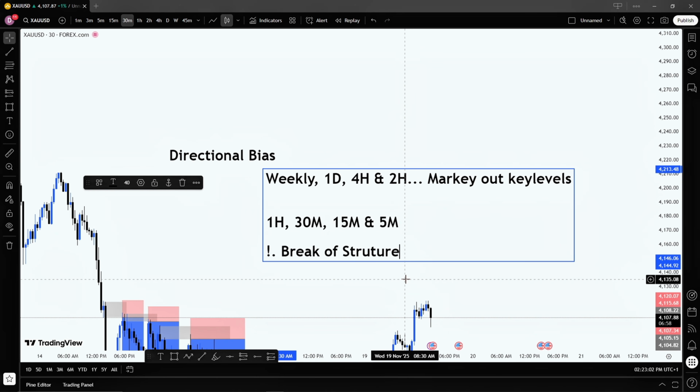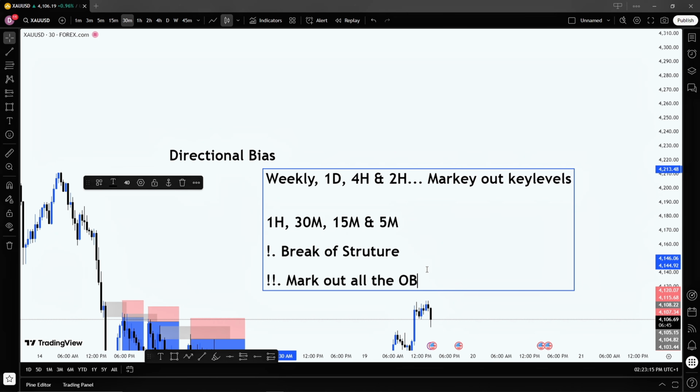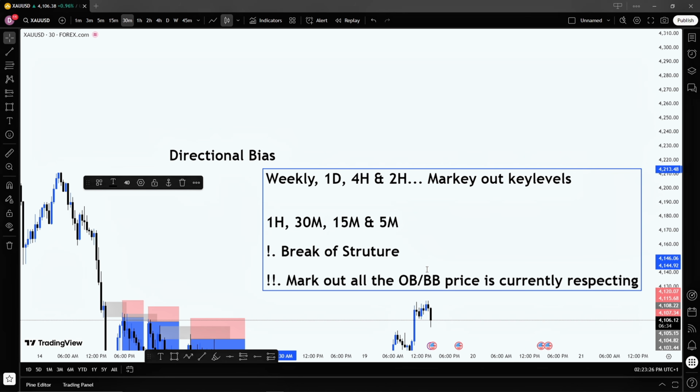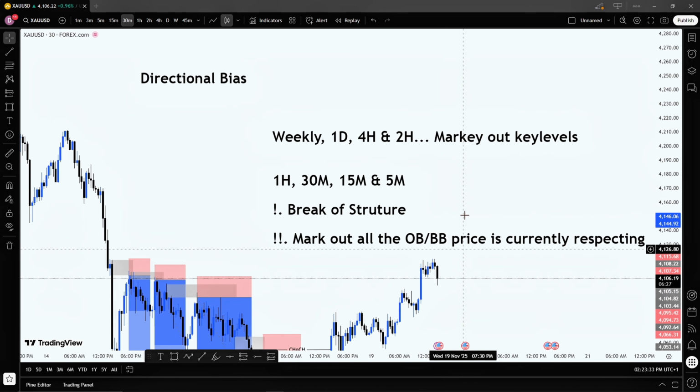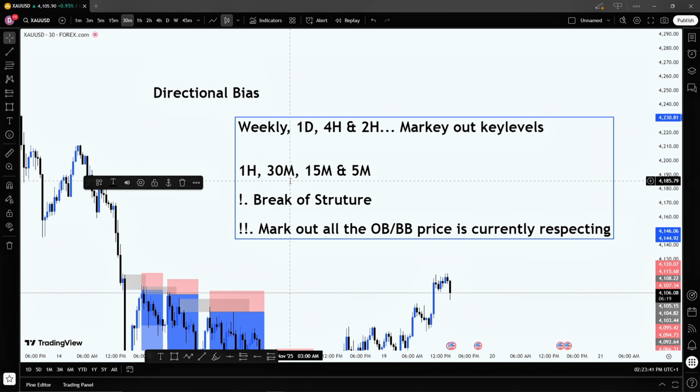And secondly, I want to mark out all the order blocks, OB, or the breaker blocks price is currently respecting. These are the two things you want to do. With this, you're able to know what you will be doing in the market. Now, watch this closely. I'm going to show you multiple scenarios where I use this, and this is how I go about it. On a weekly time frame, weekly, daily, 4 hour and 2 hour, I want to mark out these key levels.